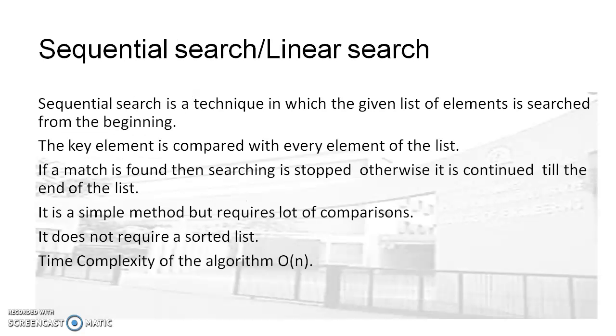Let's start with the sequential search or the linear search. Sequential search is a technique in which the given list of elements is searched from the beginning. The key element is compared with every element present in the list till the desired element is found. If the match is found, then the searching process stops. Otherwise, the searching process continues till the end of the list. This is a simple method, but it requires a large number of comparisons. In the worst case, the entire list needs to be searched, and then we can conclude that the element we are searching is not present in the list.